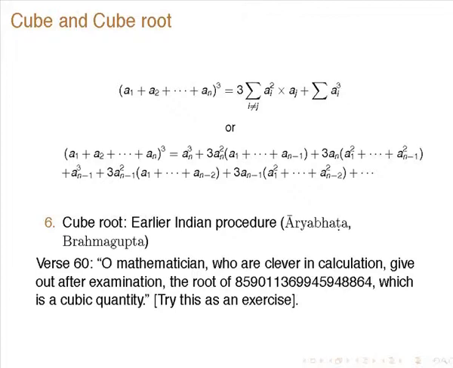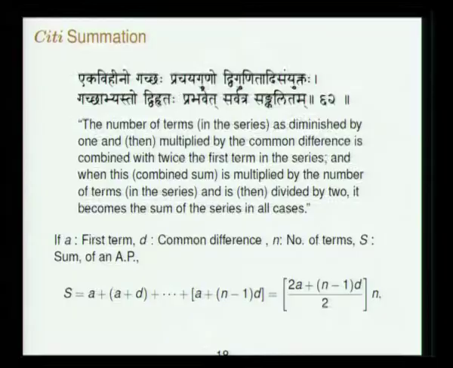So, please do this. Then the chiti or summation, he talks about that, that is one of the arithmetical operations. If your sum is a plus etcetera, a plus n minus d is a kabihino gachaha, gachaha is the number of terms, prachaya guno dvigunita adi samyuktaha, like that. Prachaya is this d, the difference, and adi is the first term. Like that.